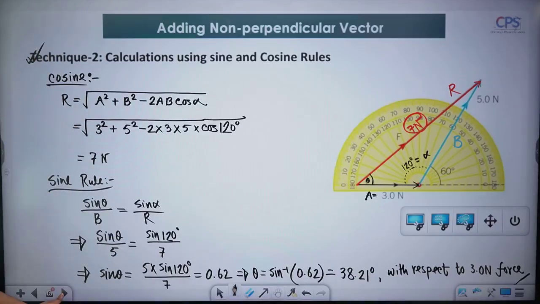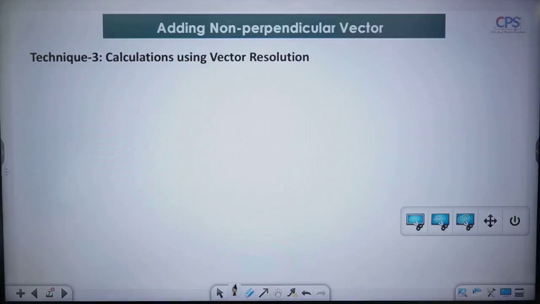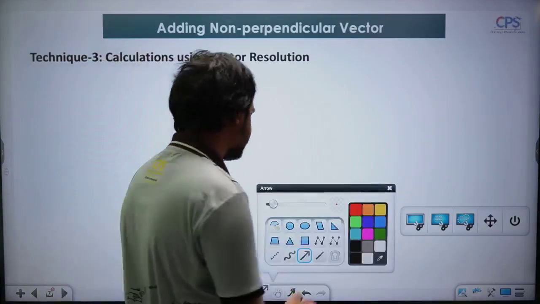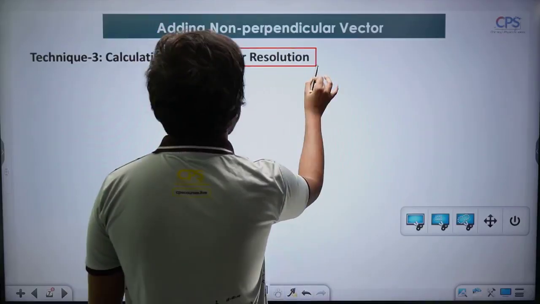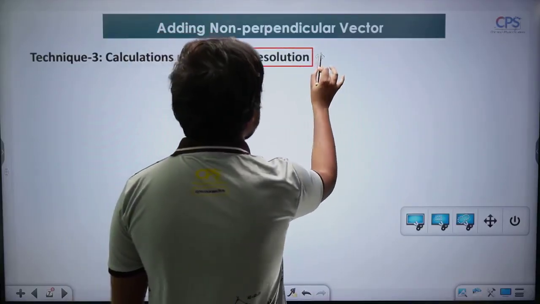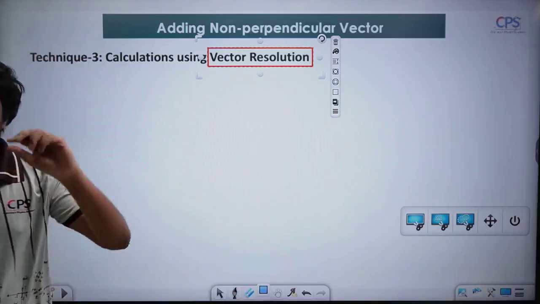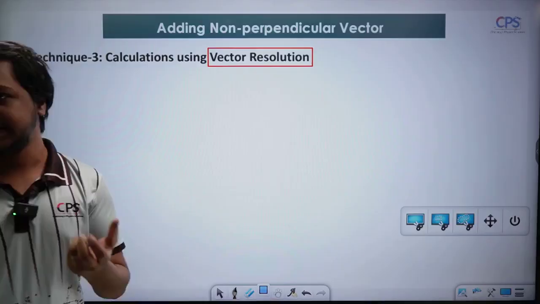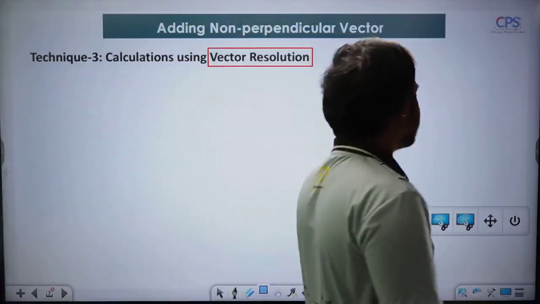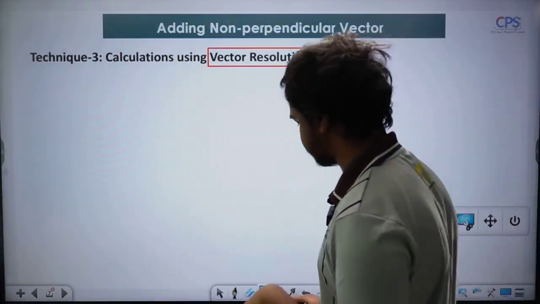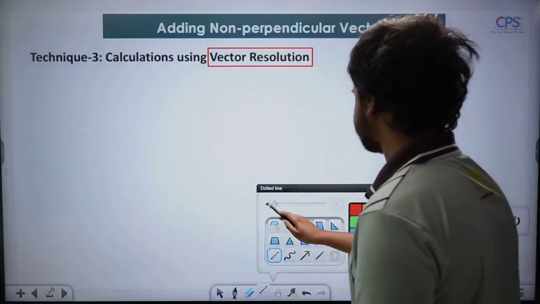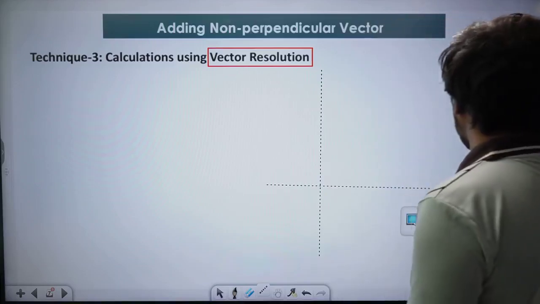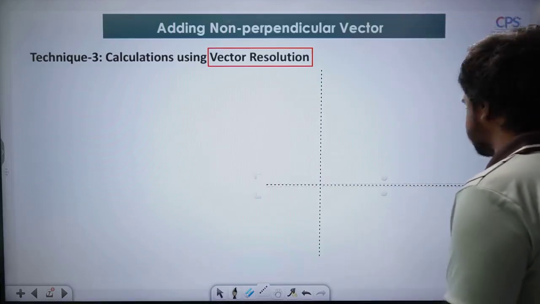Okay, and then there is another technique, calculations using vector resolution, that we learned in the previous lecture. We learned how to resolve a vector into two perpendicular axes. Now we can calculate the resultant using that. This calculation is very easy. Very easy means very easy. See, let's assume we have two axes here. Just be a bit attentive and you will get it.